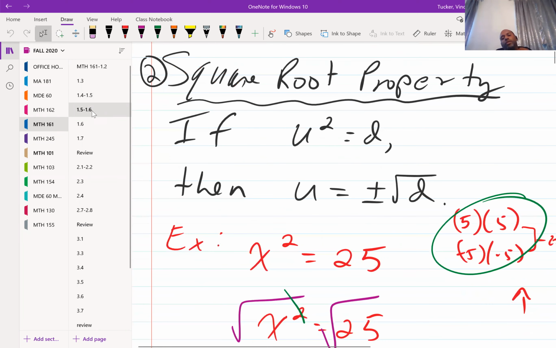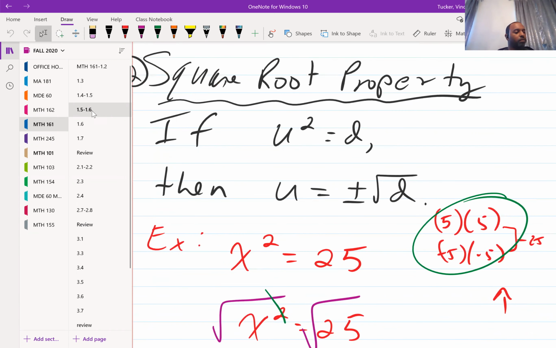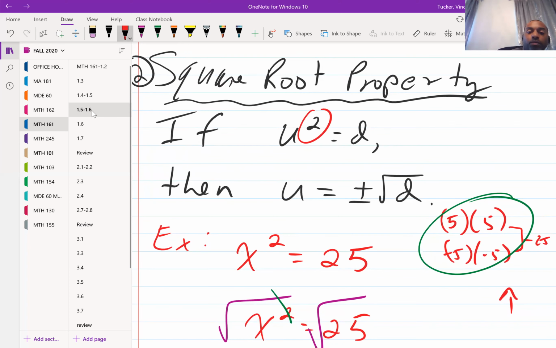All right, so the second method is the square root property. It says if you have u squared equal to d and you want to solve for u, the way we would do so is by taking the square root of both sides. In order to get the square off of u, I would have to take the square root of both sides. Whenever you do that, on the side that did not cancel, you will have to use plus or minus to signify that the square root of both sides has been taken, and your result will be 2 answers.